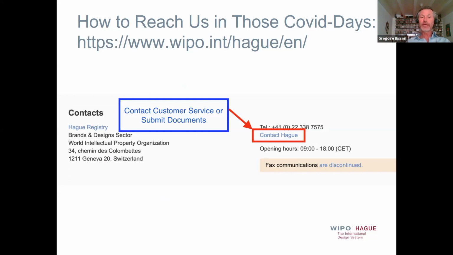Should you need to get back to us, however, do not use the telephone line, but use the Contact Hague link that you see on our Hague page. And you can also use that with a view to submitting documents to us. There's an upload document feature there that you should be using. Do not use standard mail, please, as these are no longer operational. That was my last slide.